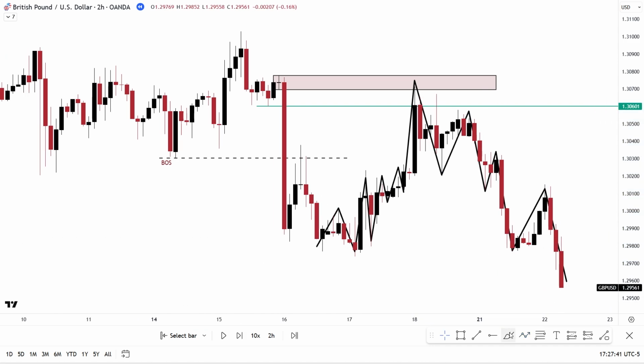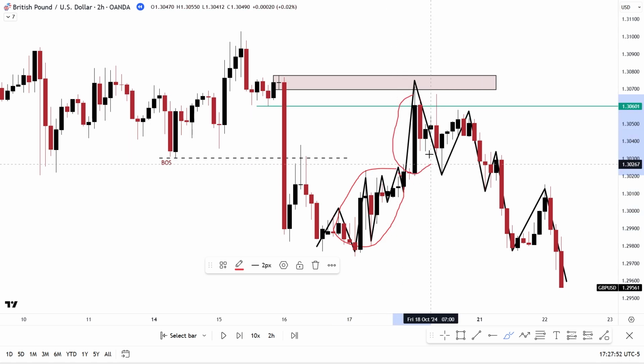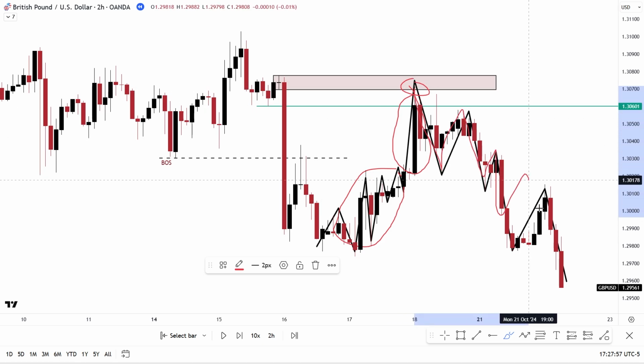Again, you have a compression. Once price gets closer to your shelf, you wouldn't want price to compress inside of your shelf or around your shelf. You'd want to see this aggressive expansion into your point of interest to get your reaction.